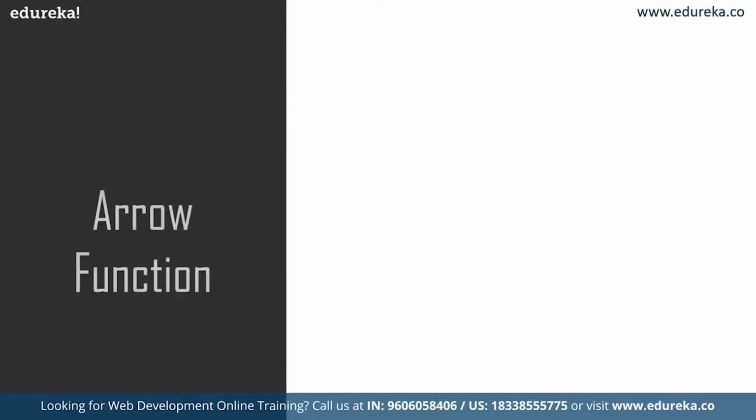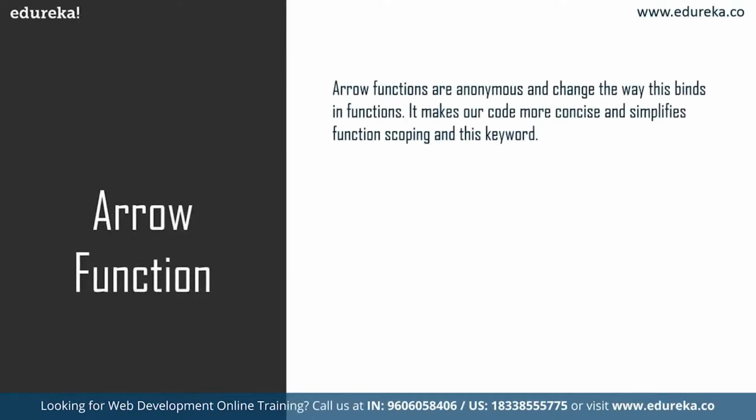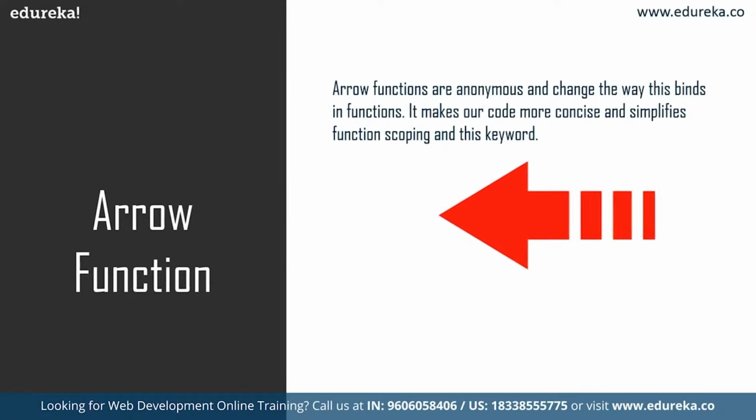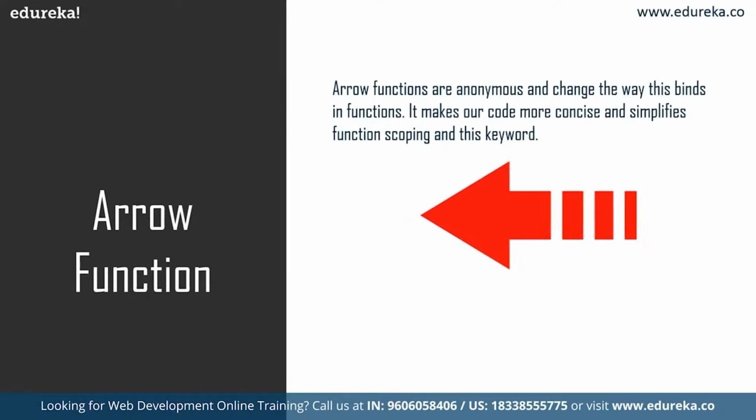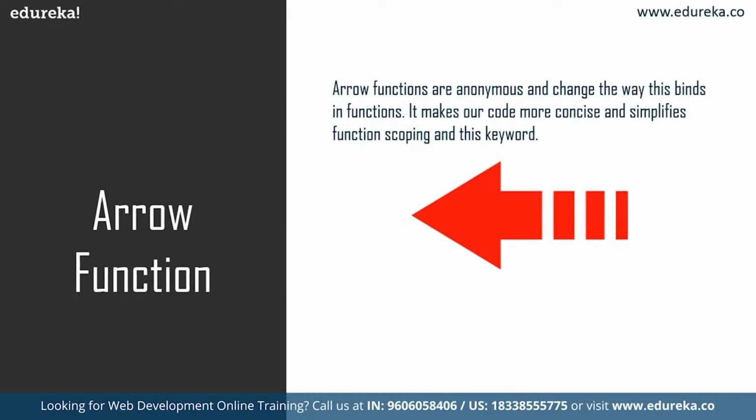Next up we have the arrow functions. Arrow functions are anonymous and change the way this binds in functions. They make our code more concise and simplify function scoping and the this keyword. But arrow functions are not just a shorthand for writing small stuff. They also have some very specific and useful features.